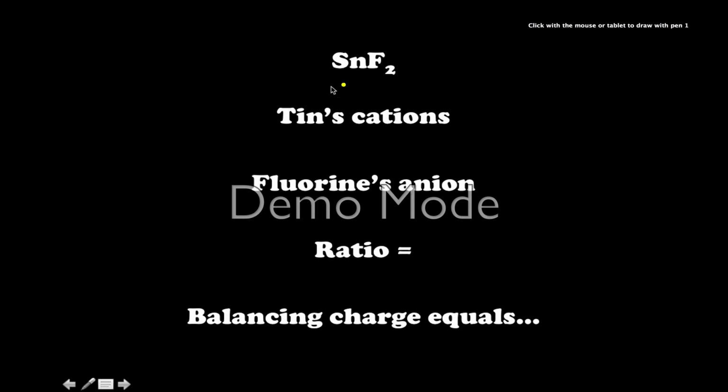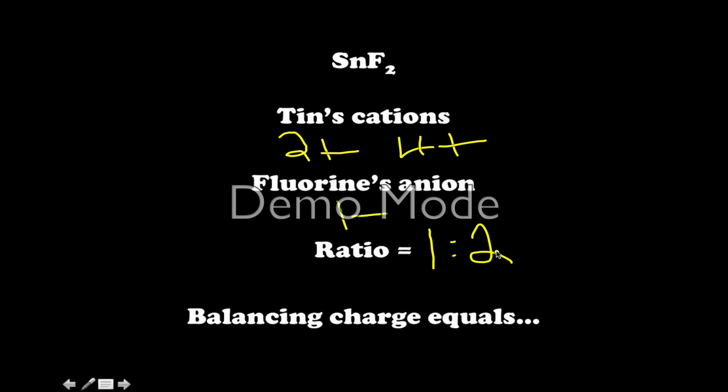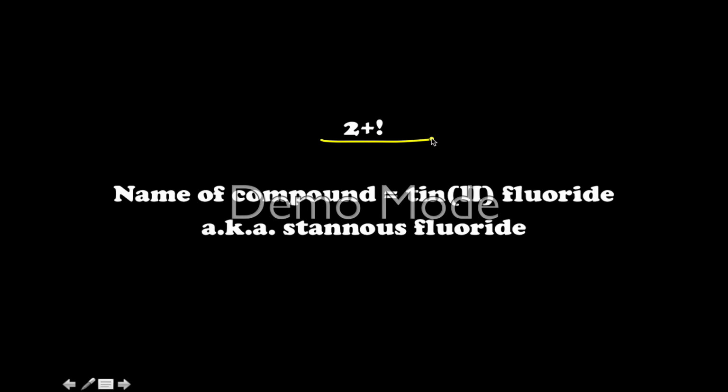Tin's cations usually have a charge of 2 plus or 4 plus. Fluorine's charge is 1 minus. Let's look at SnF2 again. What is the ratio of cations to anions? Yes, correct. It is 1 to 2. So, what must the charge of the tin cation be to balance the 2 minus combined charge of 2 fluoride ions? Yes, it is 2 plus. This would make the name of SnF2 tin 2 fluoride. This one is a bit tricky though because it could also be called stannous fluoride.